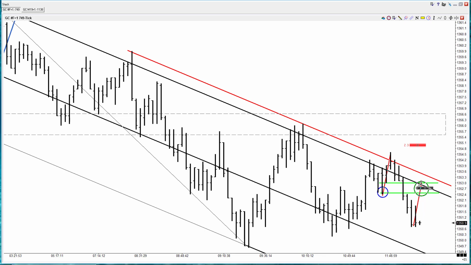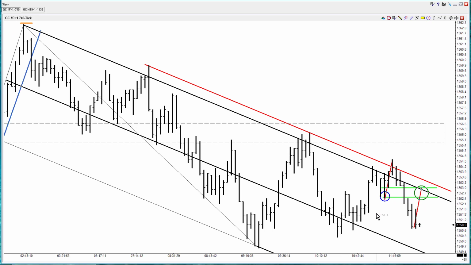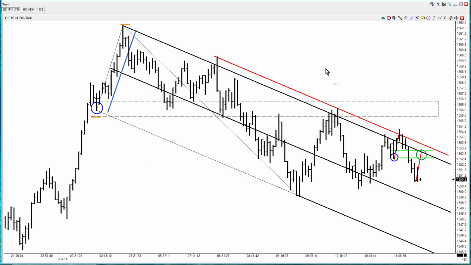Now you can see the seller stomping all over it. And this blue and red is the same as this blue and blue situation. Swing break, swing break. Alright, and we can see that that's the structure that gave out.